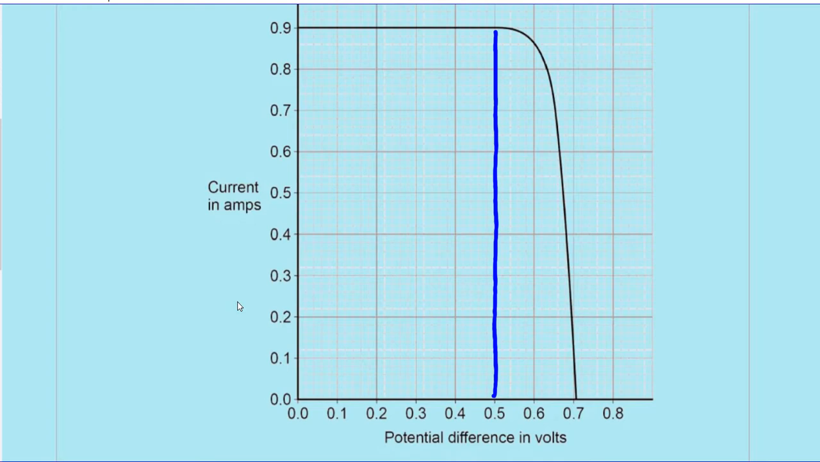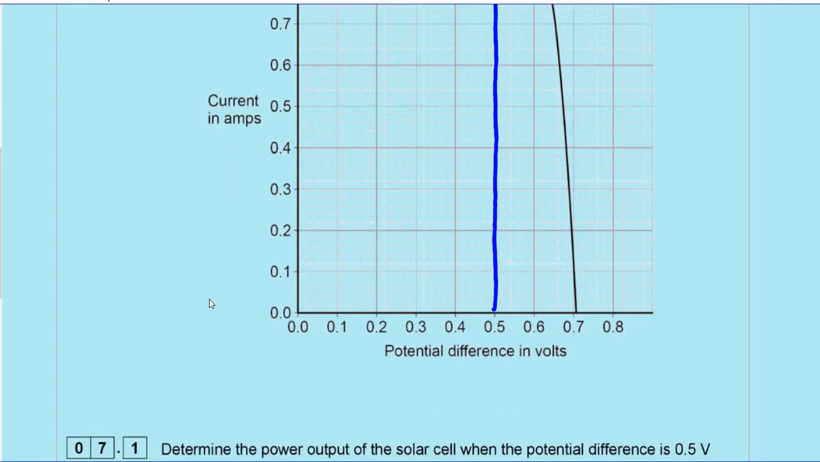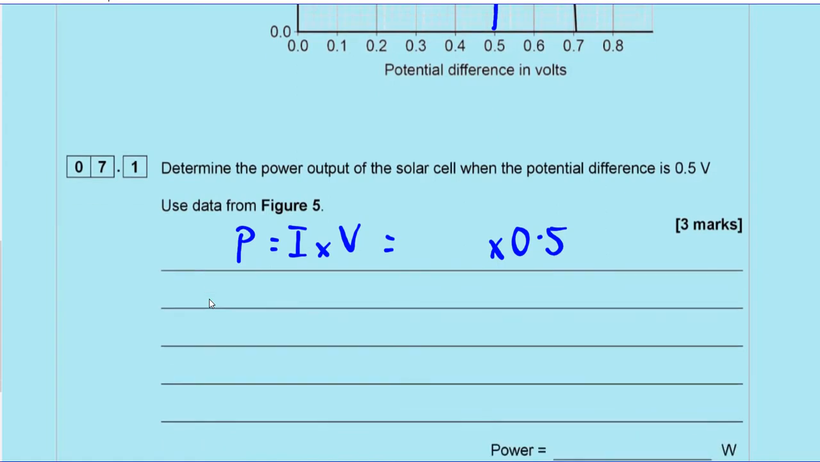Okay, so the current there is looking pretty clearly to be 0.9 amps. Okay, so from the graph, the current there is 0.9, so we then just need to do that simple bit of multiplication. 0.9 times 0.5 gives us 0.45. Okay, so the power output there is 0.45 watts.